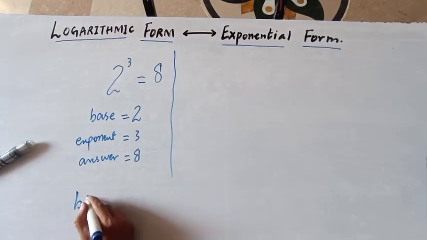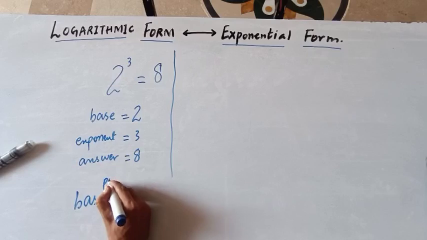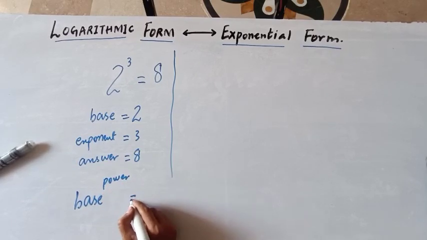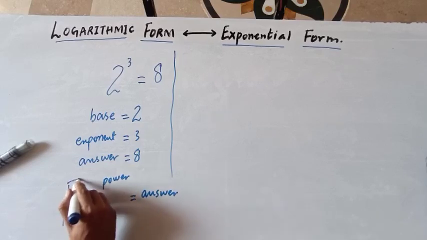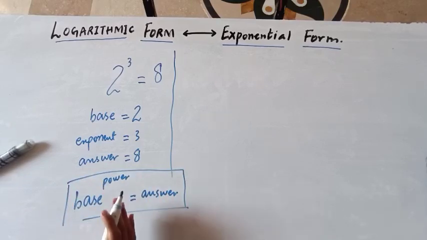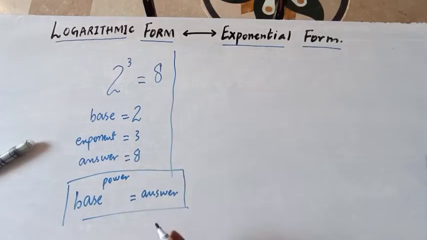in general it is written: base, power, answer. Remember this particular way of writing exponential form. It will be very easy for you to understand the logarithmic form as well.